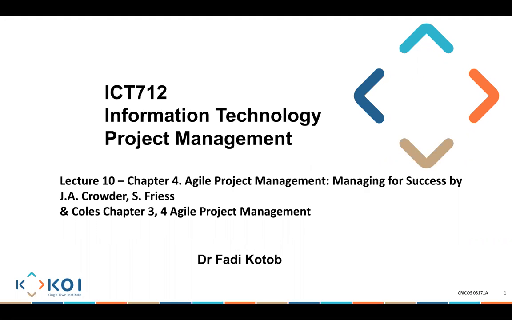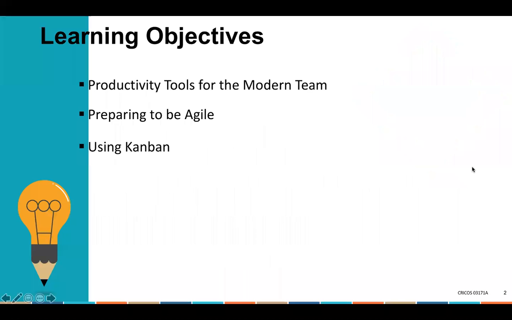But today we are going to be talking about Agile project management, managing for success, mainly, which is chapter 4. And also I've just picked up a few other resources from another textbook. But mainly what am I going to be talking about today? Well, ladies and gentlemen, I'm going to be talking about the productivity tools for the modern team. I'm going to talk about how do we prepare to be agile while we're working on agile project management.